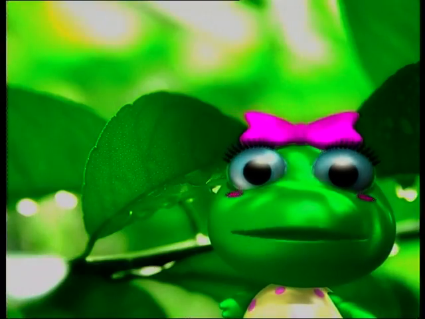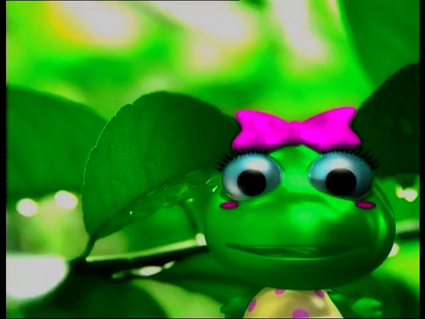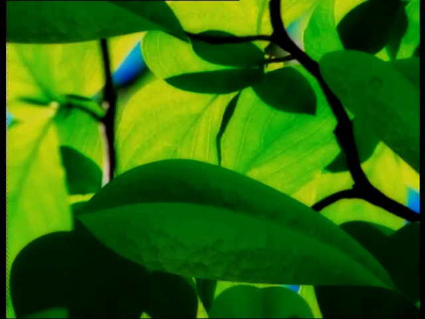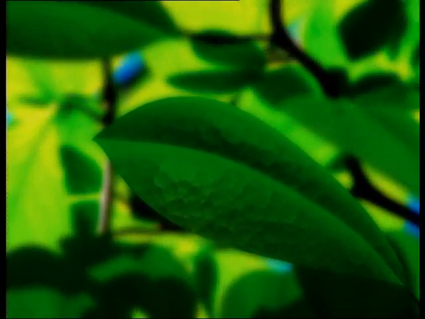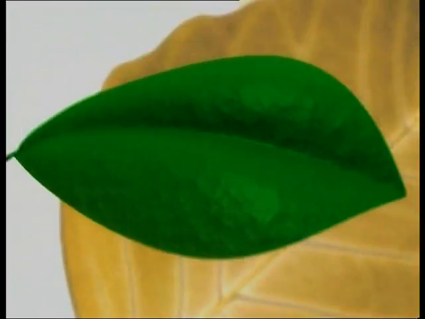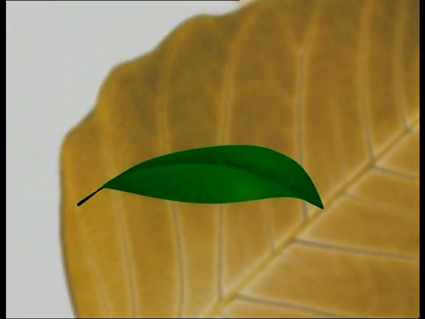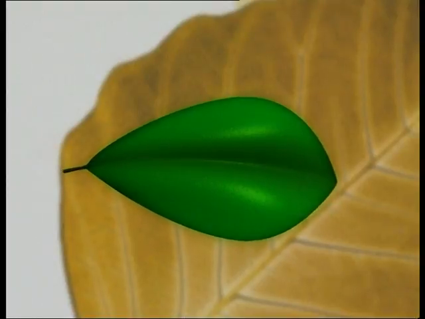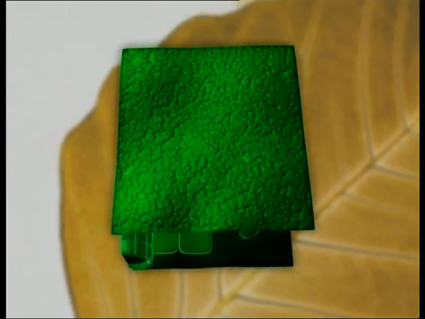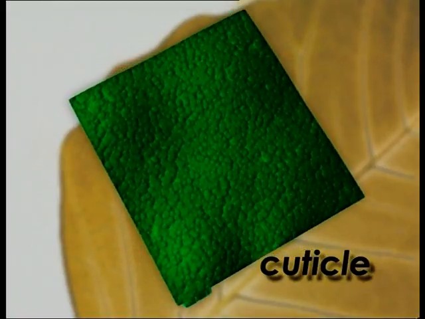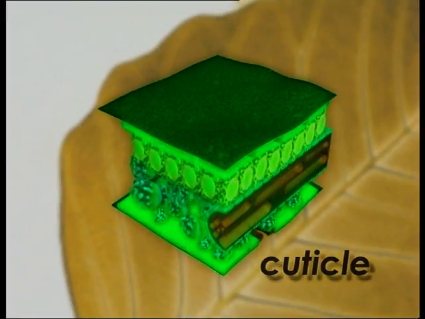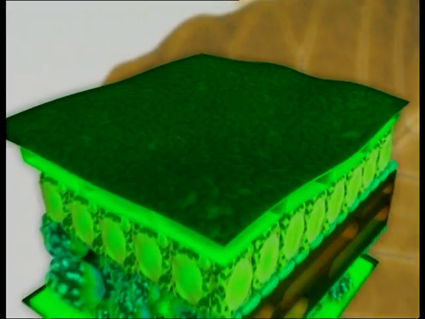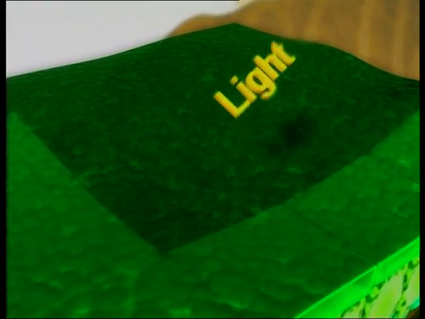Let's take a look at the structure of a leaf and find out about the process of photosynthesis. Leaves are attached to the stem. Most leaves have a large flat surface area which is suitable for absorbing sunlight. This is a cross-section of a leaf. A leaf is usually coated with a waxy covering called a cuticle. The cuticle is waterproof to help prevent water loss. It is also transparent to allow light to enter the leaf.